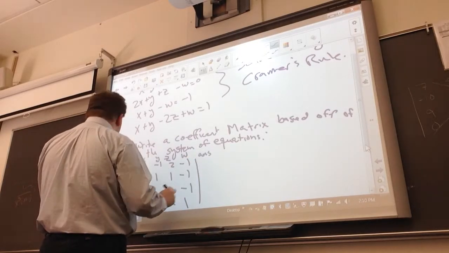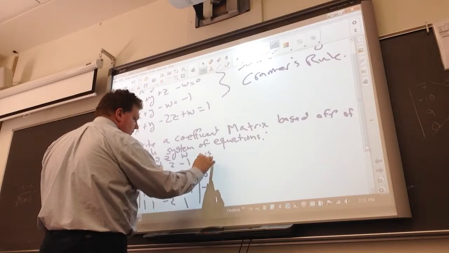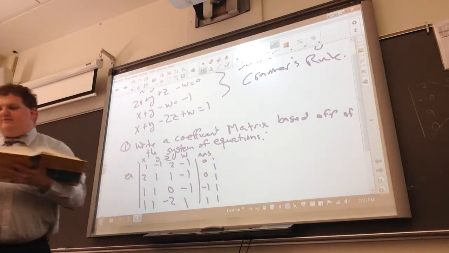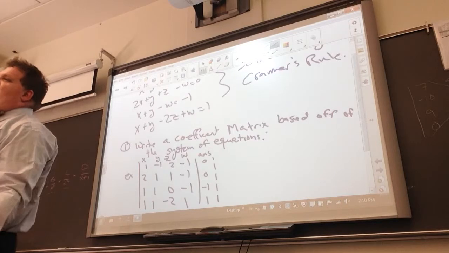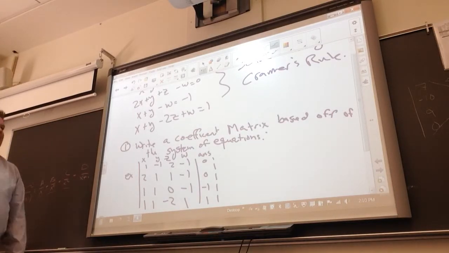Now remember, when you augment a matrix, you're just adding a little information to it to help you solve it. That's generally what you're doing. You're helping things out. That's what augment generally means.